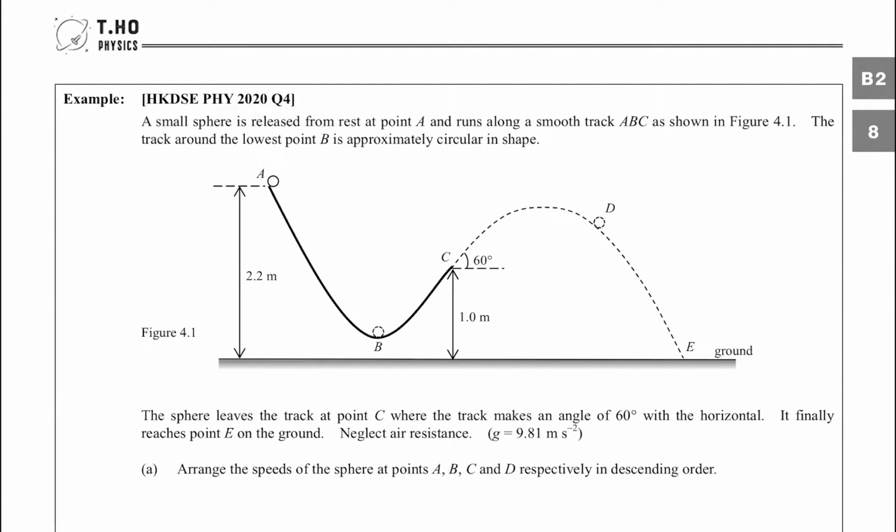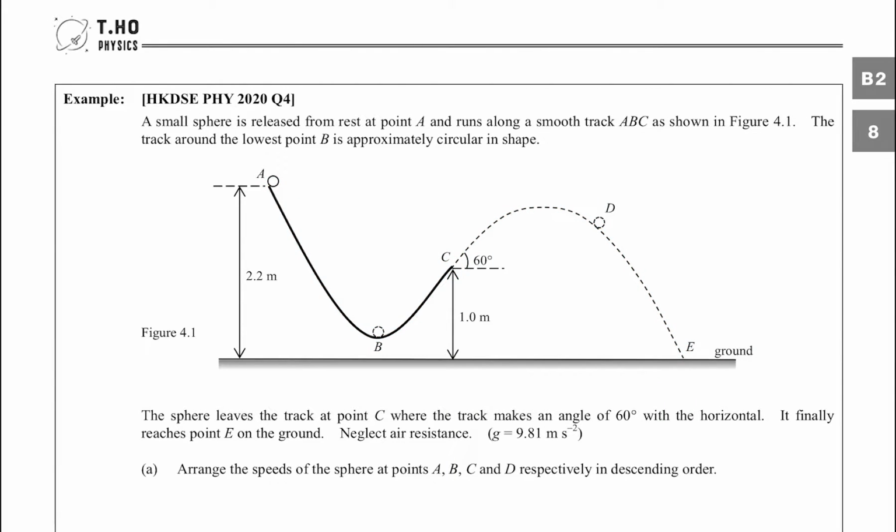Here we come to DSE Physics 2020, question 4. Here we have a ball released down a smooth track, going to the lowest point B, and then going up again to point C, where it is released and projected along a projectile path until it hits the ground at E.